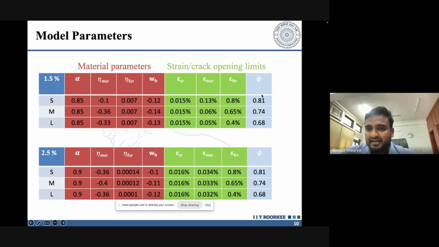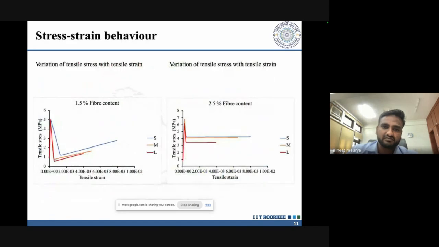Fiber orientation factor means the angle phi will be more for smaller specimen sizes, because the wall effect comes into the picture. Because of that wall effect, if the specimen size is smaller, the fibers will try to align. So we have also considered the fiber orientation, and you can see the results.